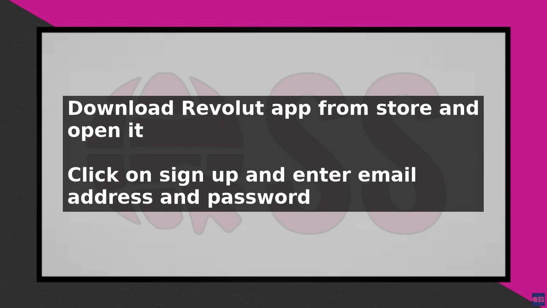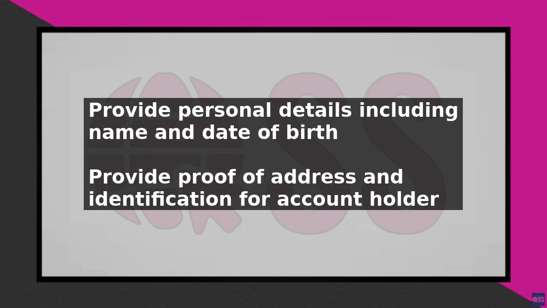Once downloaded, open the app and click on Sign Up. You will then be asked to enter your email address and choose a password. Next, you will be asked to provide some personal details, including your name and date of birth. As you are under 18, your parent or guardian will need to provide their details as the account holder.